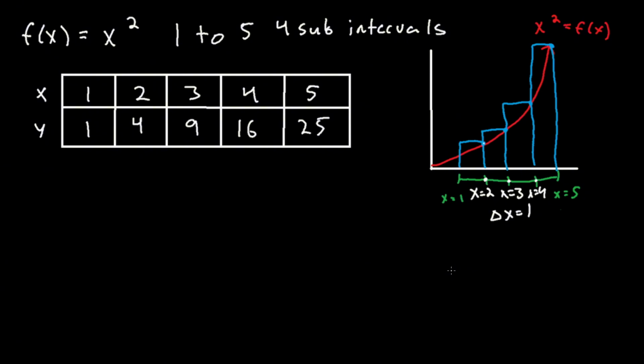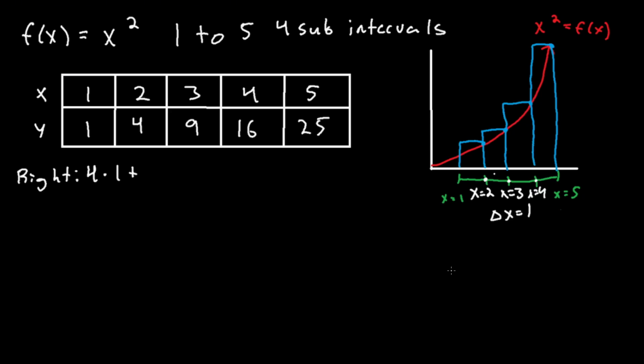So that means the height of the rectangle is given by the y value at x equals 2. The y value at x equals 2 is 4. And we multiply 4 by the width, which is delta x, 1. We get 4 times 1.